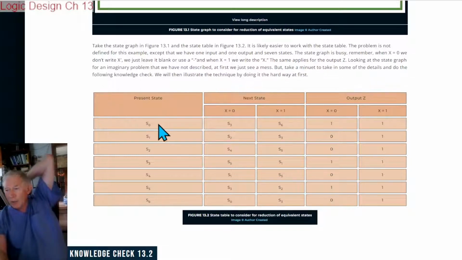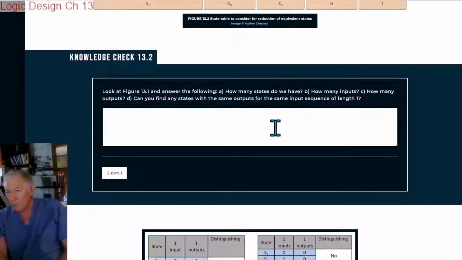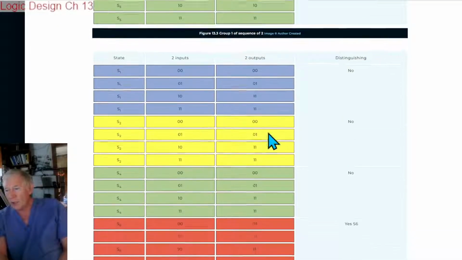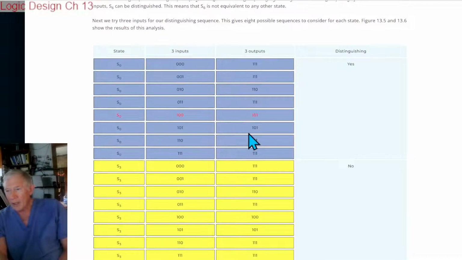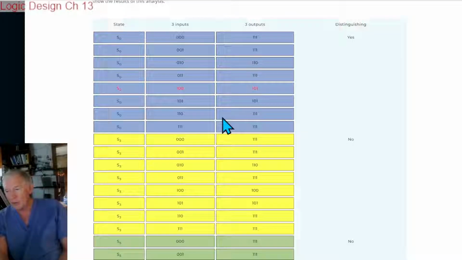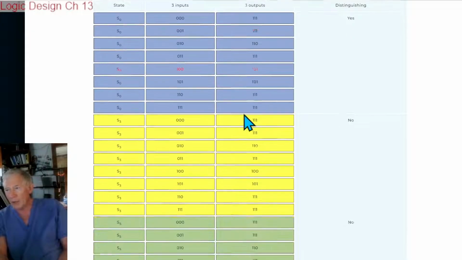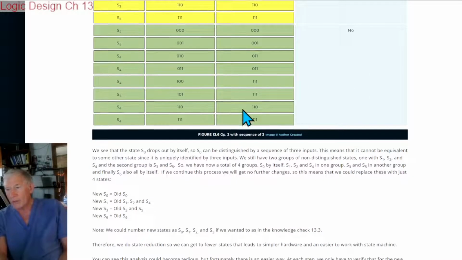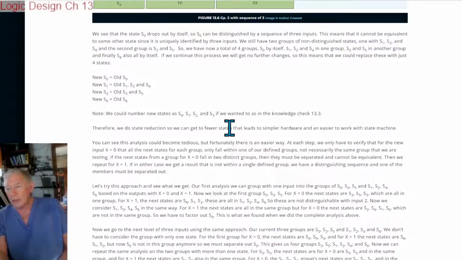So now we have a distinguishing sequence for x0 with our inputs. So now we're going to take S0 out of this group, and right here this distinguishing sequence is a problem with 3 inputs, and so now we have another group. Okay, and we can keep doing this. It gets tedious and somewhat difficult. But this is actually the hard way to do it.